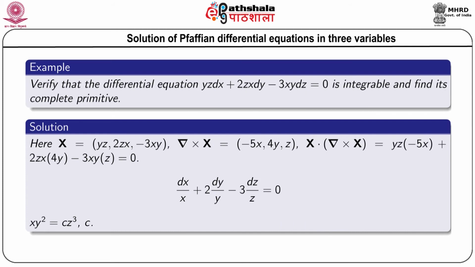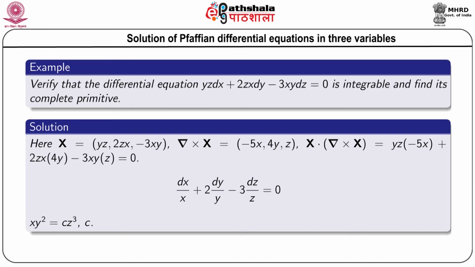Now, take this example: yz dx plus 2zx dy minus 3xy dz equals 0. First of all, we have to check whether this equation is integrable or not. If we use the integrability condition, X dot curl X becomes 0 for this given equation. And if we look at this equation, the coefficients of dx, dy and dz can be separable if the equation is divided by x, y and z.